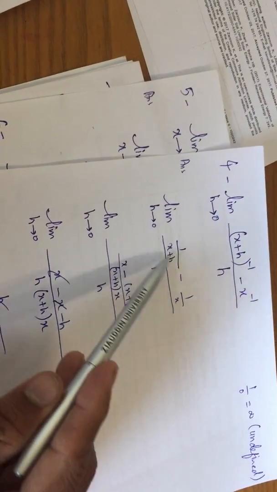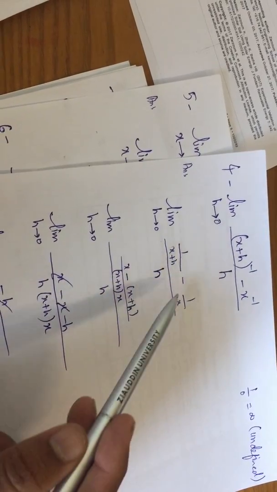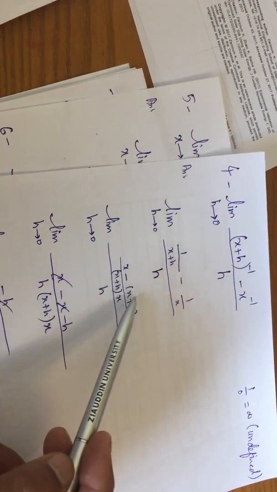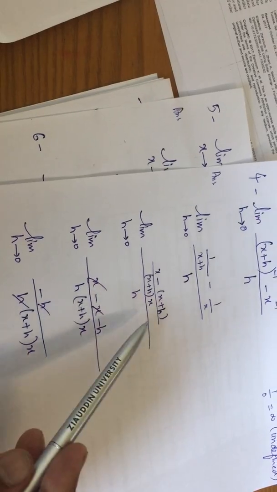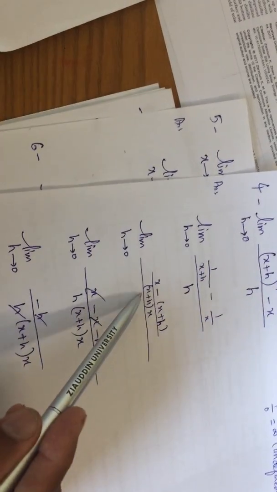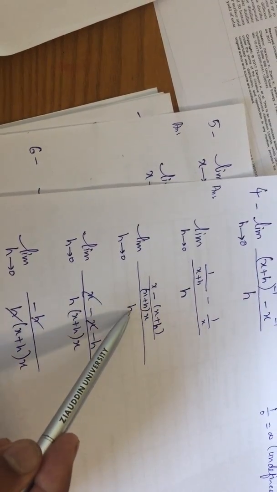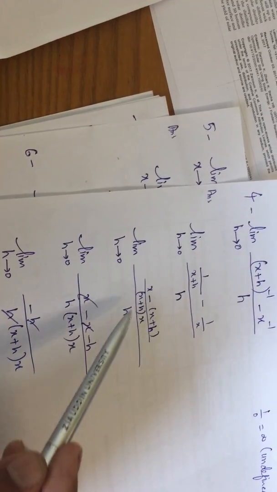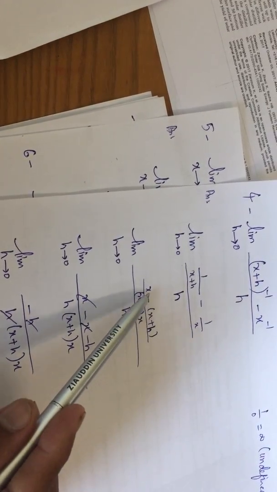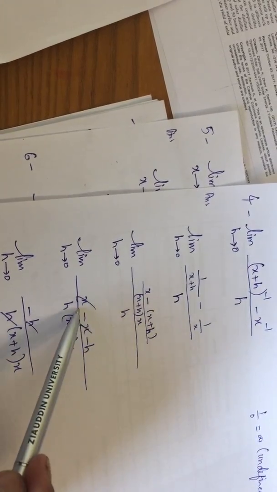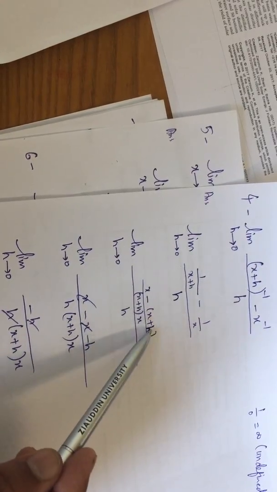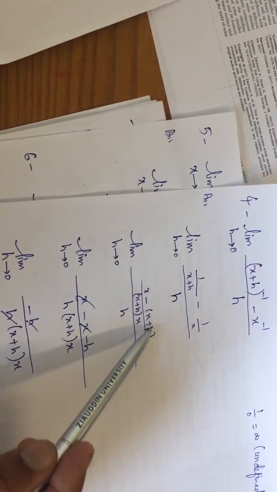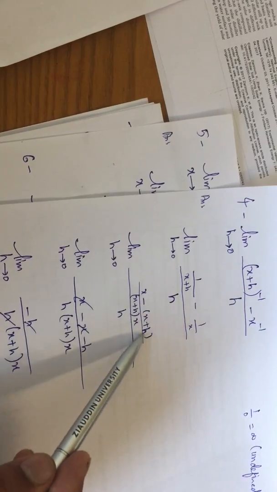So we take the LCM here. We do cross multiplication here, and then we have (x plus h) times x times h in the denominator. In the numerator side, x minus the bracket (x plus h). We change the sign while taking out this bracket.